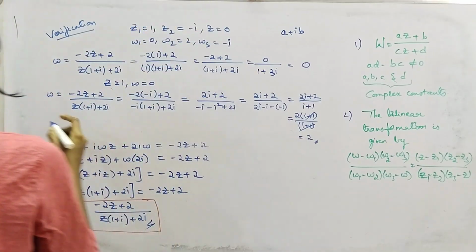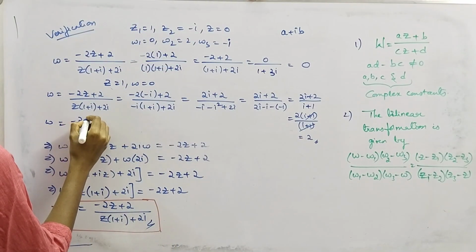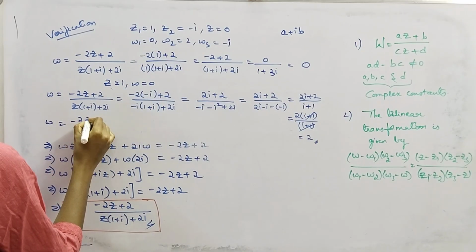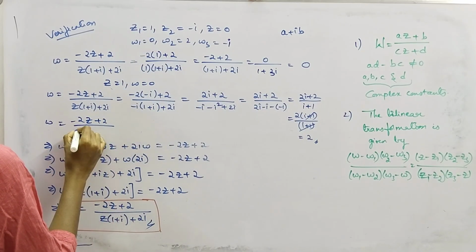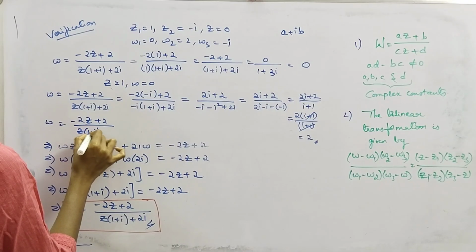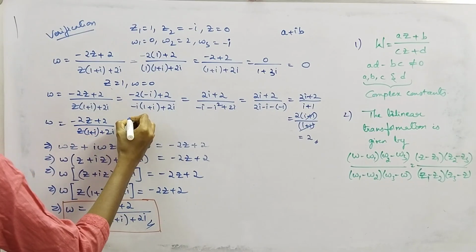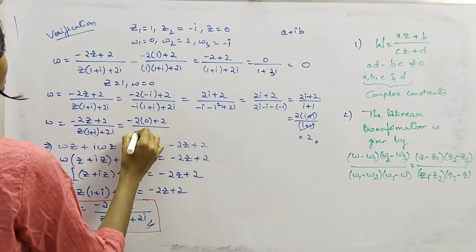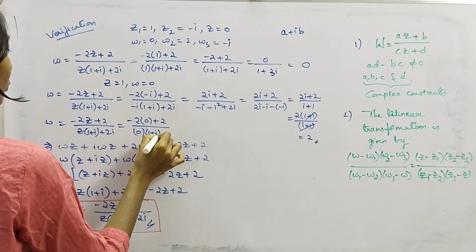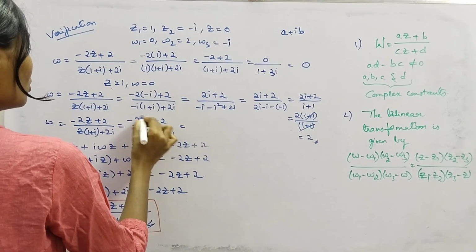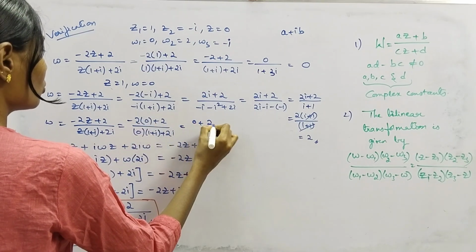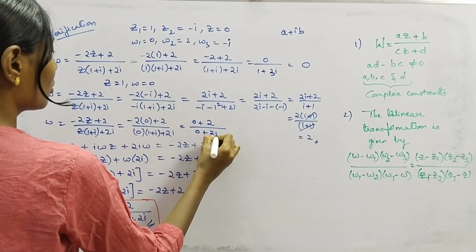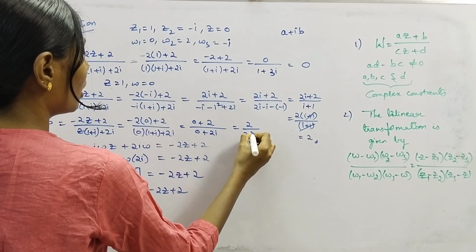Let's see the last one. Just substitute z equal to 0 in the transformation. Minus 2 into 0 is 0 plus 2 by 0 into this term is 0 plus 2i, which gives us 2 by 2i.